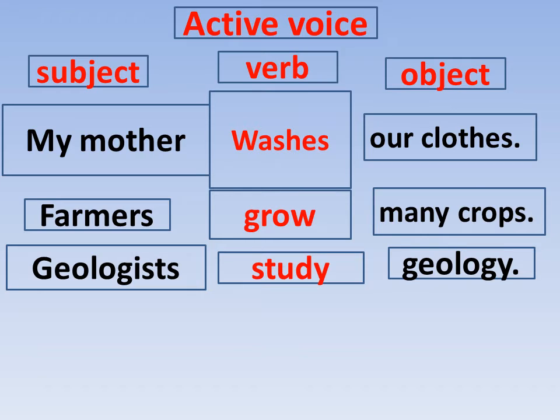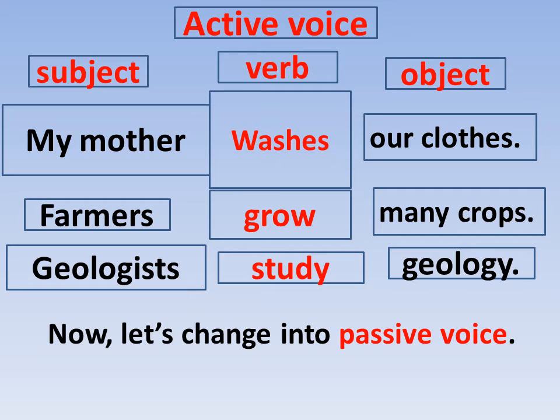So, in the active voice, we say the full sentence like this. My mother washes our clothes. Farmers grow many crops. Geologists study geology. Okay? Get the point? So in the active voice, we start with the subject. We know who the subject is. Very good.